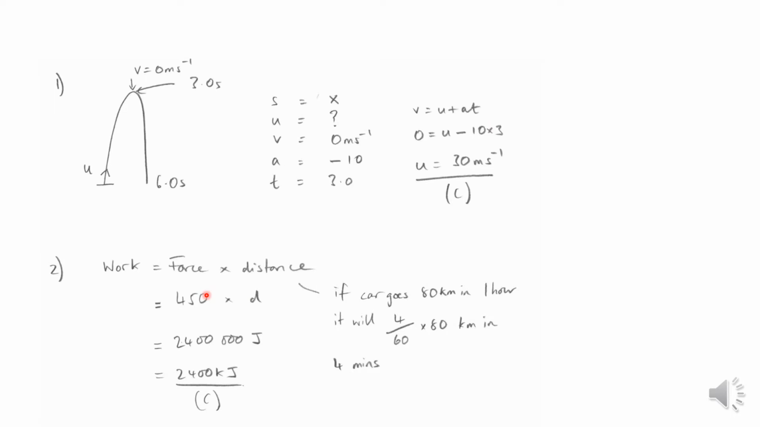Second one, work equals force times distance. This is calculating the work done by the car in 4 minutes. We know the force is 450 newtons. We don't know the distance. We do know the car goes 80 kilometers in an hour. So 4 minutes is 4/60ths of an hour. So 4/60ths times 80 kilometers is the distance in kilometers the car will go in 4 minutes. Times that by 1,000 and that by 450, that gives us our energy, 2,400,000 joules, which is 2,400 kilojoules.